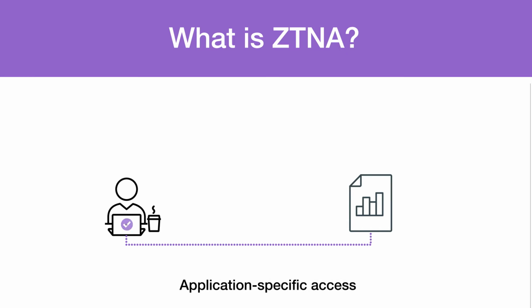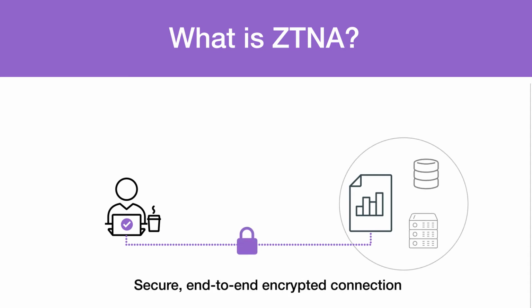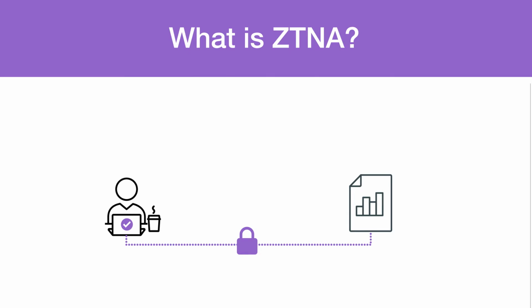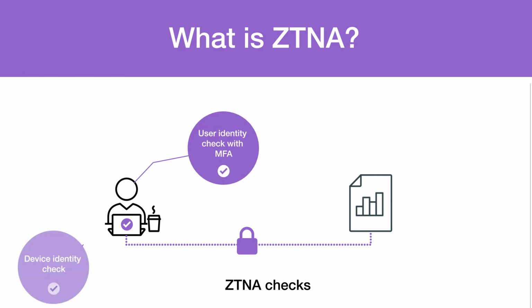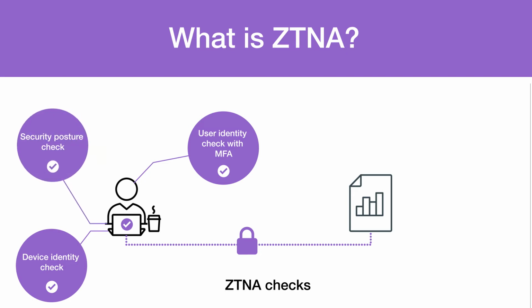What it means is that authorized users are granted access to specific applications rather than to all the resources available on the network. The connection is secure and end-to-end encrypted for both corporate network users and remote users. ZTNA performs the following checks to provide authorization: user identity check, using multi-factor authentication; device identity check, where it verifies that the device is authorized; and the endpoint security posture check, which is a continuous check for security-related device data.